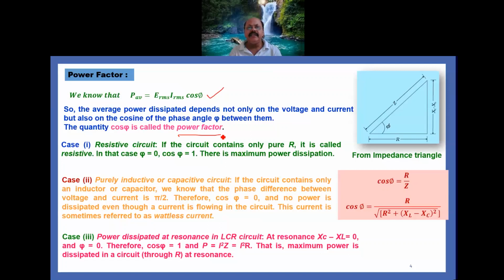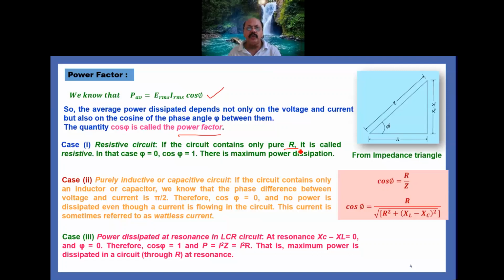If the circuit contains only a pure resistor of resistance R, it means the phase relationship between alternating EMF and alternating current is in the same phase, that is phi equal to 0. Then cos phi equal to 1. Therefore, the average power in that case is ERMS IRMS, and that is also the maximum power dissipated in this case.